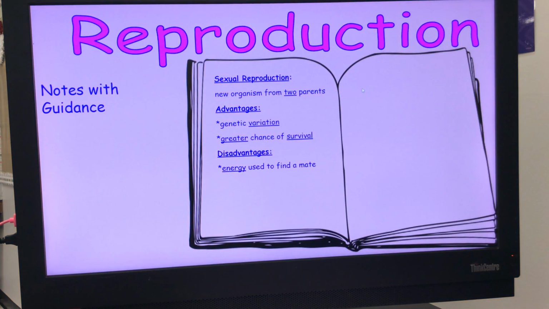You will now make a notes entry. Sexual reproduction, new organism from two parents. Advantages, genetic variation, greater chance of survival. Disadvantages, energy used to find a mate. Please press pause if you need extra time for writing. You can always press play when you're ready to move on.